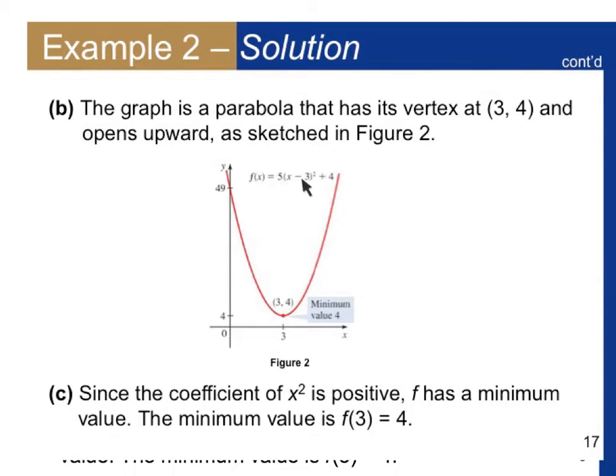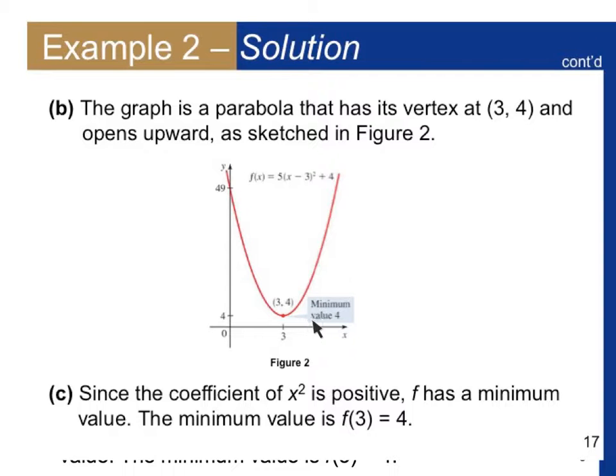Vertex at 3, 4, h is 3, k is 4. It opens upward because a is 5. It crosses the y-axis at 49 because when x is 0, we have 5 times 9 is 45, plus 4 is 49. And since the coefficient of the x squared is positive, f has a minimum value, and the minimum value is f of 3 equals 4. So the minimum value of the function is 4.